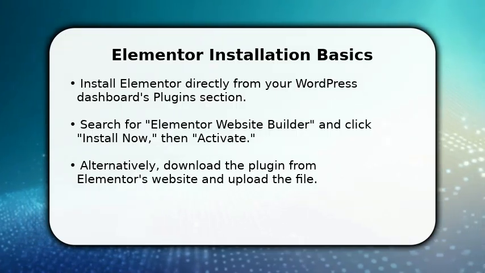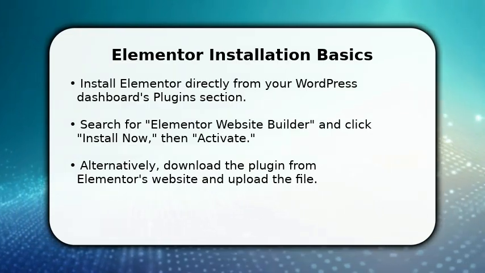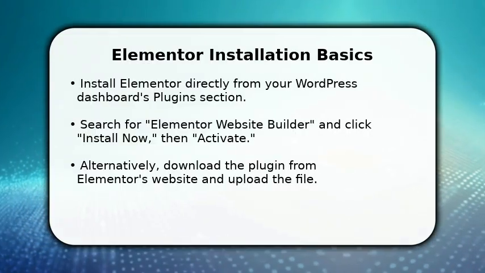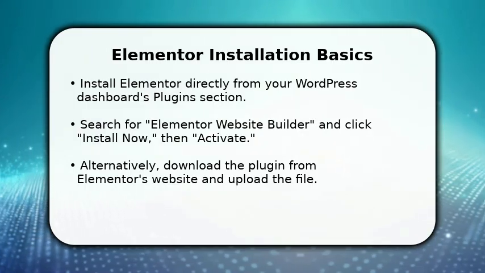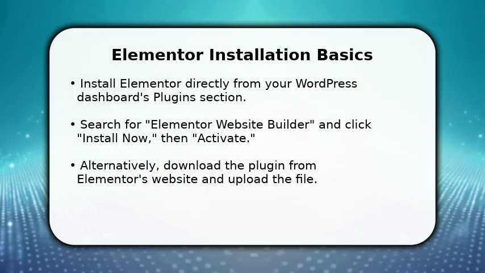First, log into your WordPress dashboard. Navigate to the Plugins menu, then click Add New. In the search bar, type Elementor Website Builder. Once found, click Install Now and then Activate. This process quickly integrates Elementor into your site, ready for design.